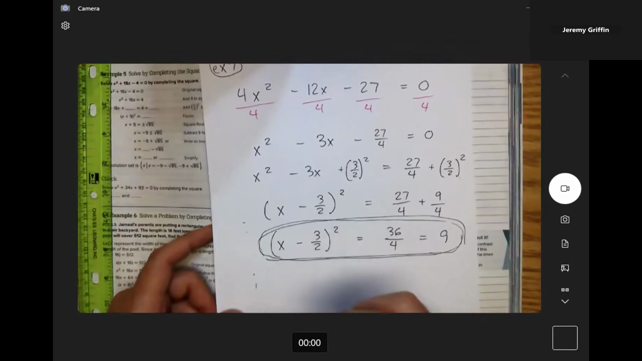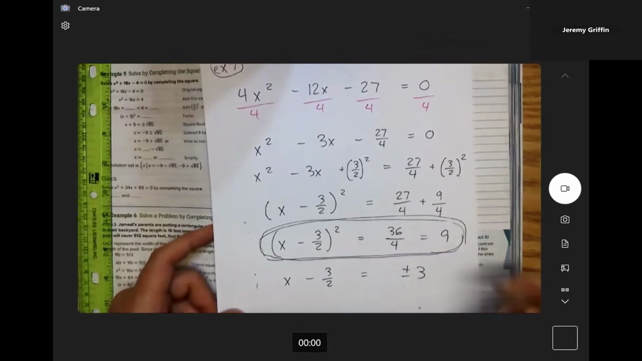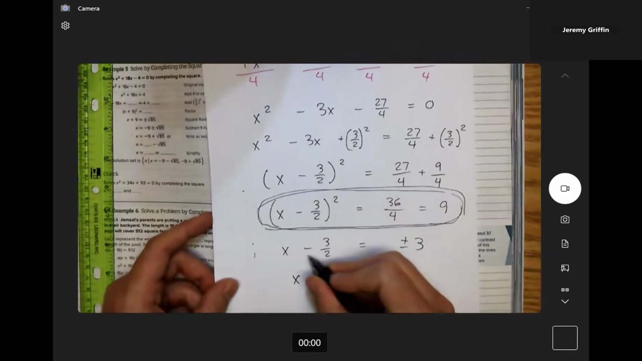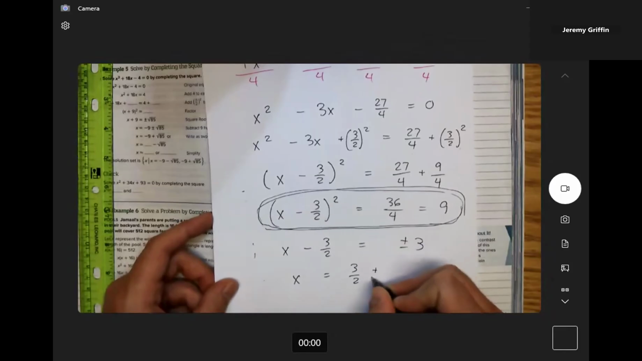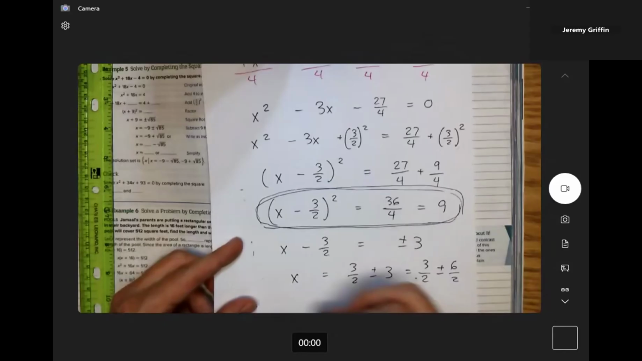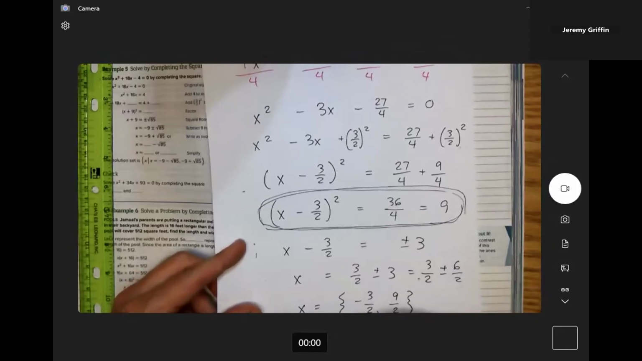So square root both sides. x minus 3 over 2 equals plus or minus 3, because I just square rooted; the square goes away. And then finally, x equals 3 halves plus or minus 3. Well, I guess we could do a little more with this, because isn't 3 equal to 6 over 2? So that's 3 over 2 plus or minus 6 over 2. If we did 3 over 2 minus 6 over 2, here I'll put little curly brackets, you would get negative 3 over 2. If you do 3 over 2 plus 6 over 2, that gives you 9 over 2. So those should be the two solutions right there.